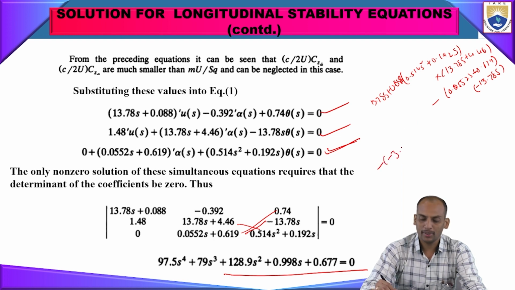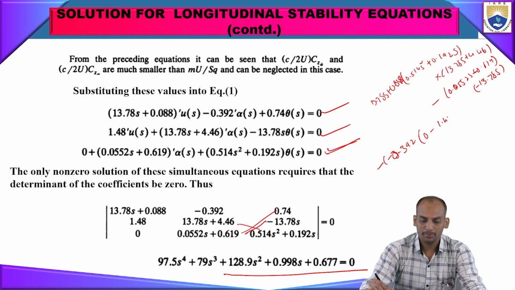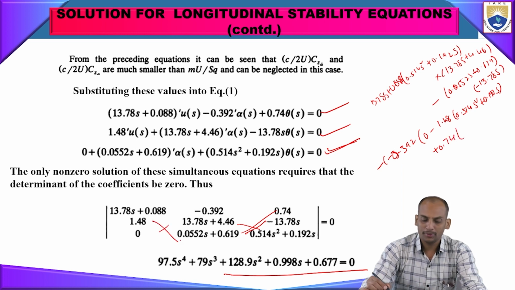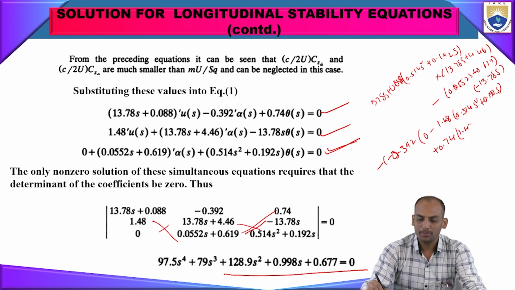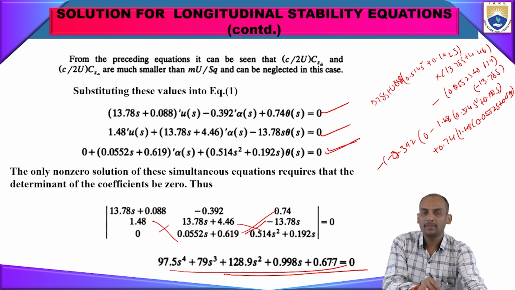This is one thing, and another one will be minus of minus 0.392 into, so this into this one. First one will be 0, minus 1.48 into 0.514 s square plus 0.192 s, plus 0.74 into this into this one. That will be 1.48 into 0.0552 s plus 0.619. If you multiply all this, you will get the equation like that.